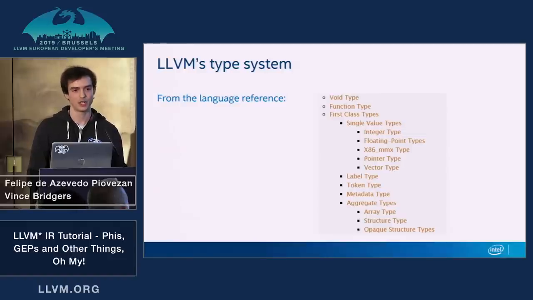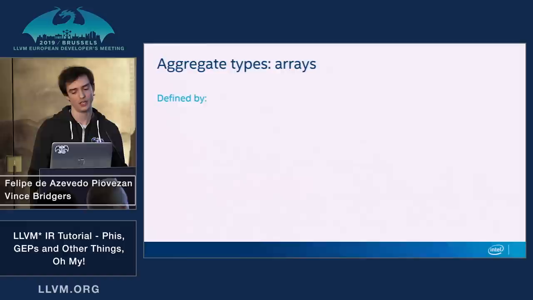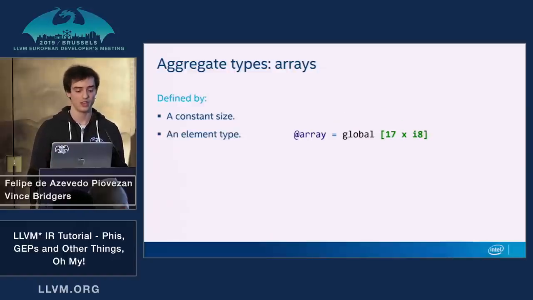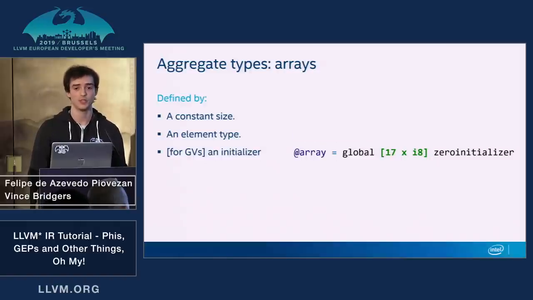So let's start with a simple aggregate type, which is that of an array, and build from there. An array is simply defined, well, it needs a name. In this case, we're defining a global variable, but an array essentially has a size, so that is the number of elements in the array, and a type. Because here we have a global variable, we also need an initializer. We're using this special keyword, zeroinitializer, to say, please initialize this memory region with all zeros.